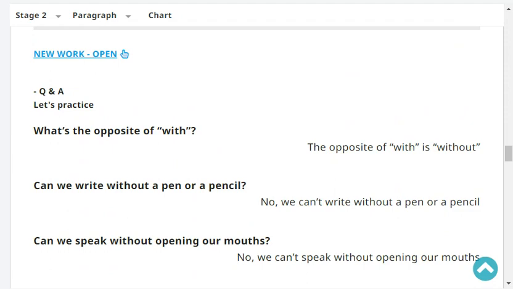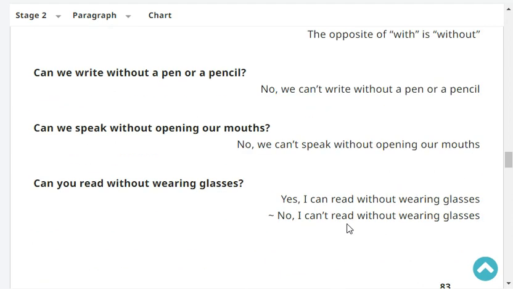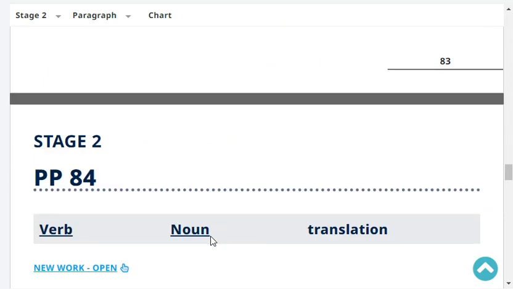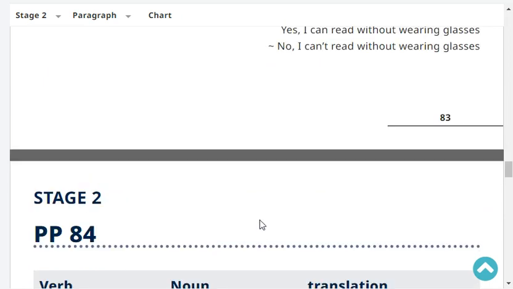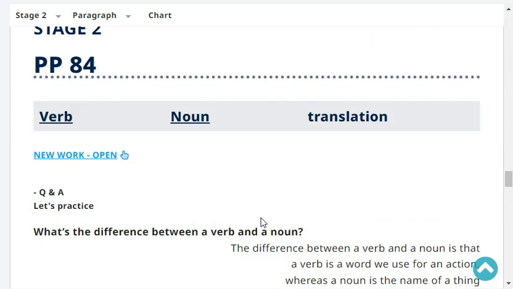Can we write without a pen or pencil? No, we can't write without a pen or pencil. Can we speak without opening our mouth? No, we can't speak without opening our mouth. Can you read without wearing glasses? No, I can't read without wearing glasses.